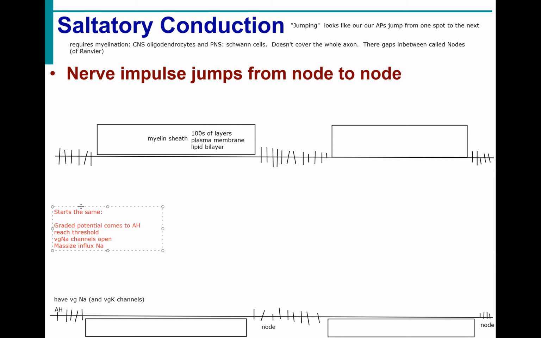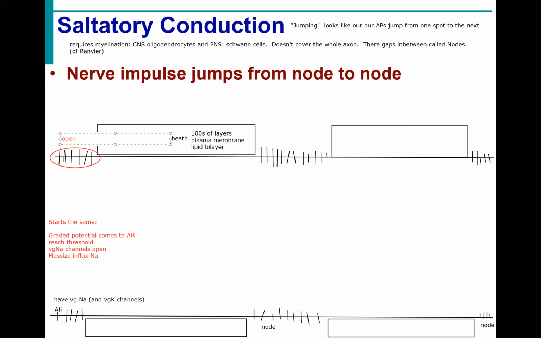Right? So again, here, these channels open. We have a huge influx of sodium. And we get, as a result of that, a big positive 100 millivolt change, right? Our action potential.